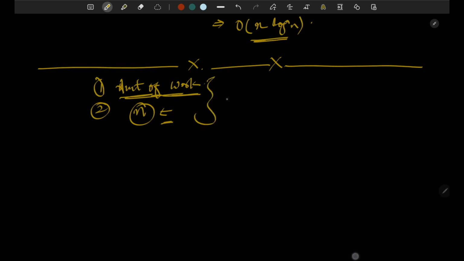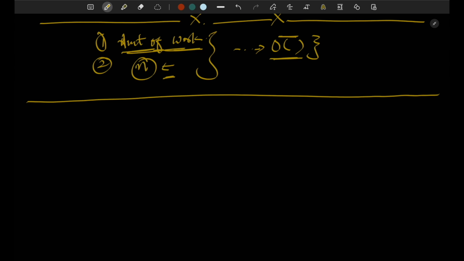So eventually when you find out the amount of work that is being done and how it's related to the input size, that is going to lead you to find out the overall running time complexity, which in most of the cases is going to be represented by big O notation.